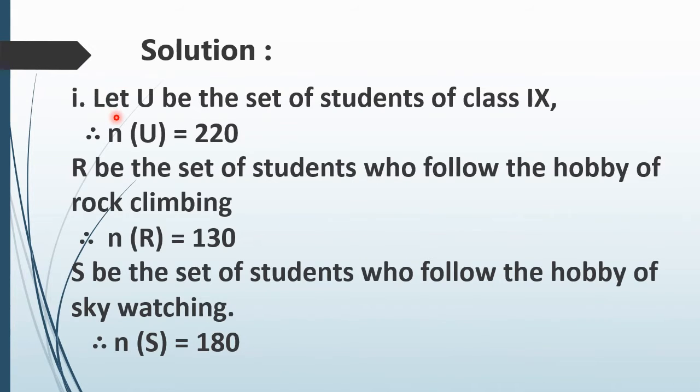First, let U be the set of students of class 9. Therefore, number of elements in set U is equal to 220. R be the set of students who follow the hobby of rock climbing. Therefore, number of elements in set R is equal to 130. And S be the set of students who follow the hobby of sky watching. Therefore, number of elements in set S is equal to 180.